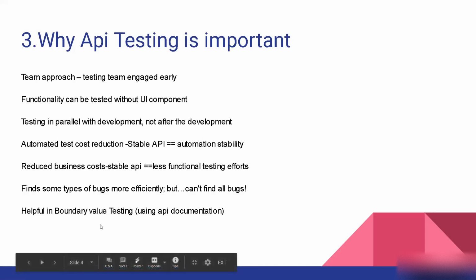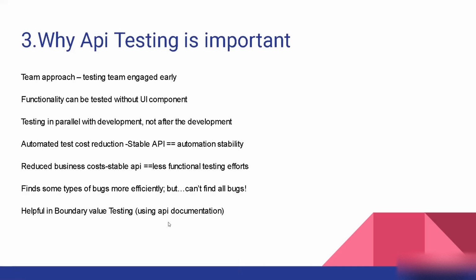It is also useful in boundary value testing. So by using the database schema details, you can know which field is taking which type of data type and how many characters, or what is the limit of that particular field. So then if you know the schema, you can directly test the APIs with boundary value testing. Boundary value testing is basically testing the minimum capability and the maximum capability of a particular field.